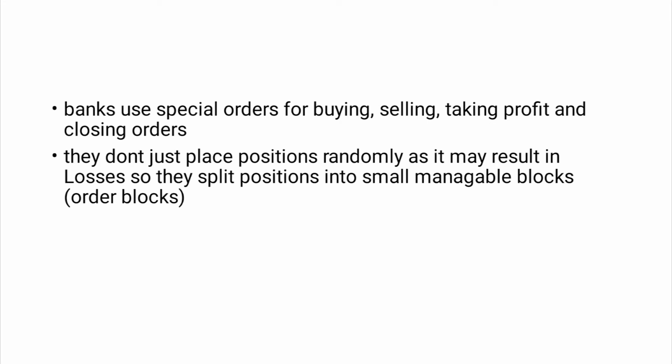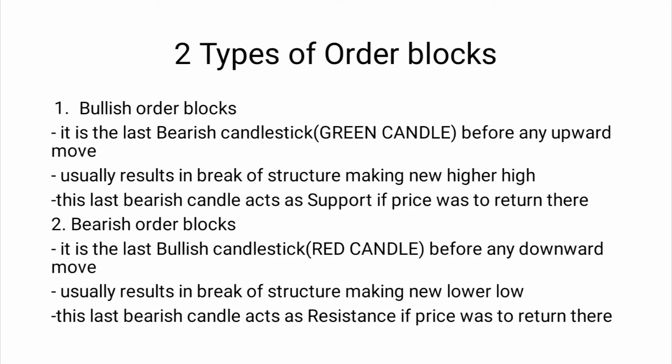That's what they will always do every time. And they also have to take out other traders. So that's just how it is. Institutions don't just place positions randomly, as it may result in losses on their part. So they split positions into small manageable blocks, which are called order blocks. There are basically two types of order blocks: a bullish order block and a bearish order block.